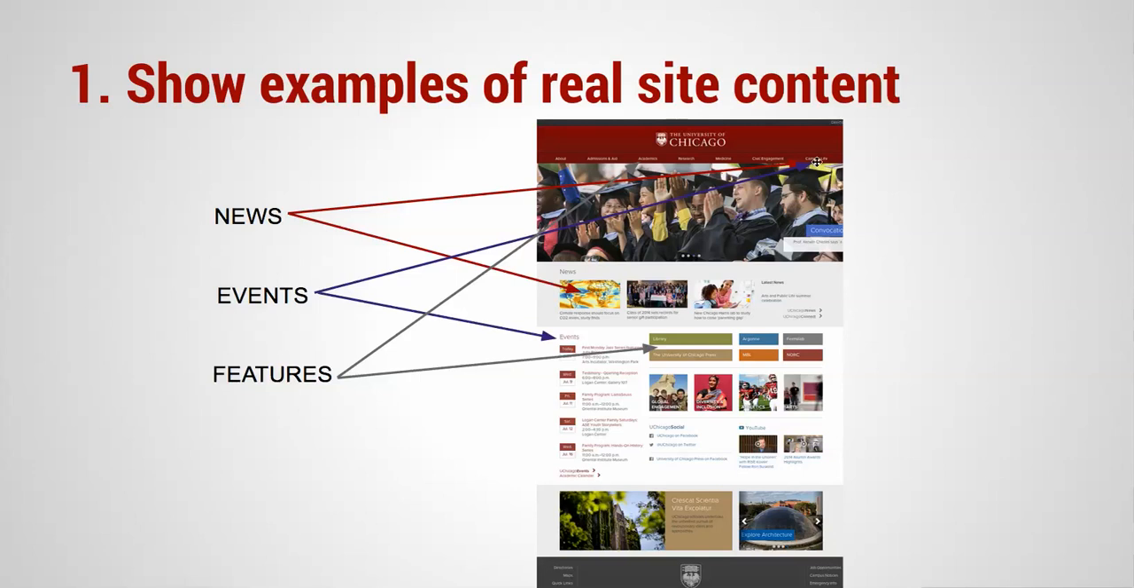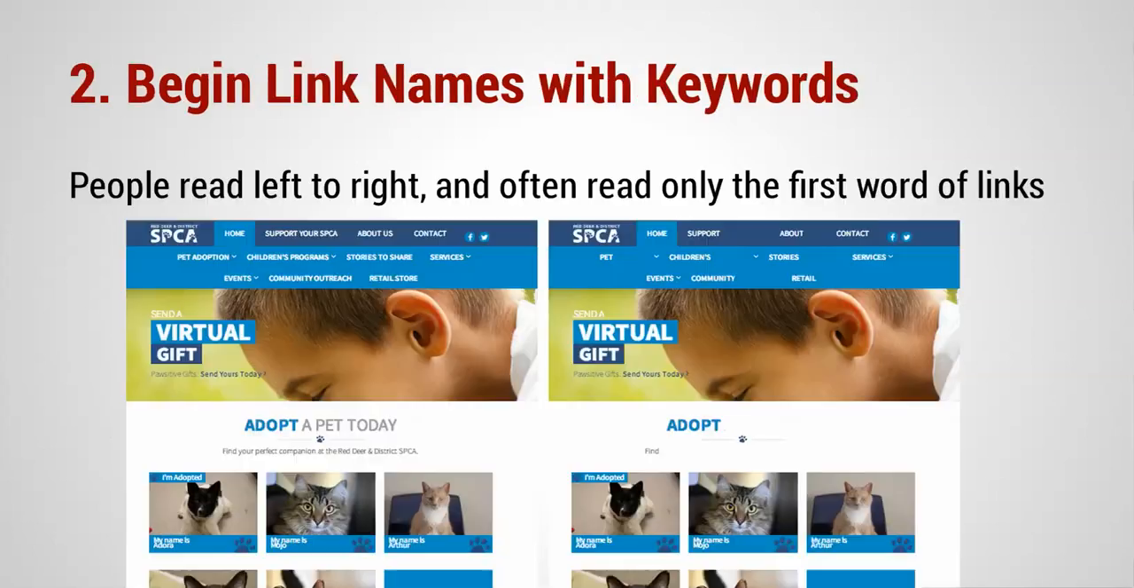They have a link to their events up here in the navigation bar, but they also show their events on their homepage to show that they have a lot going on and that they're an exciting place to go to school. They have features of their programs. They have a link to that here at the top, but they also pull out some of those features and put it on their homepage to show how prestigious their school is and what great amenities they have. You want to begin link names with keywords.